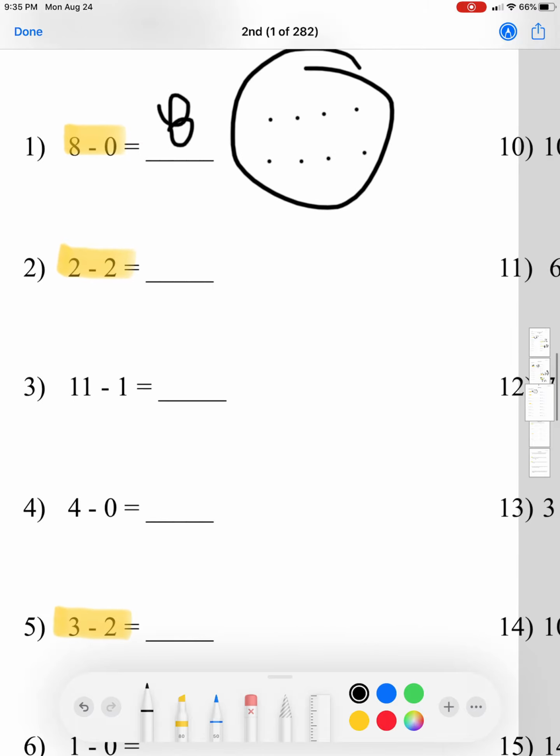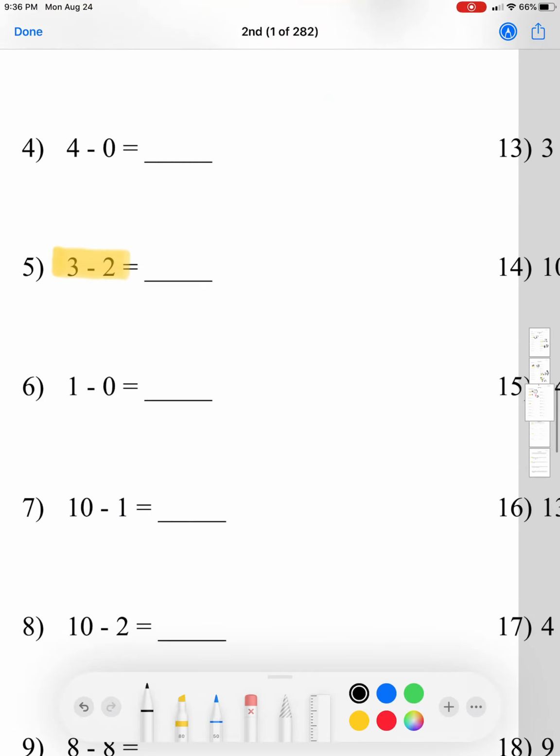And we have 2 minus 2. We have 2 dots. We cross out 2. That's 0. We have 0 left. Or you can think of it as having 2 and you're counting down this time because we're subtracting, 1, 0.